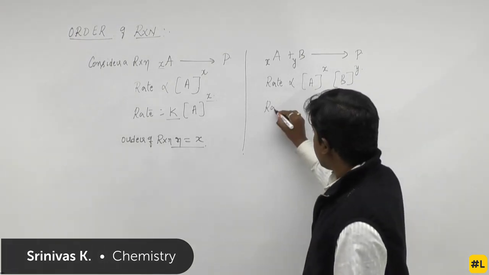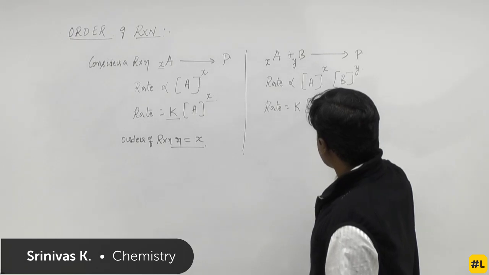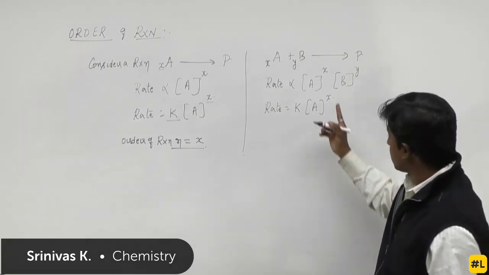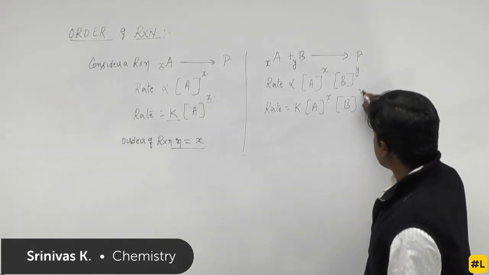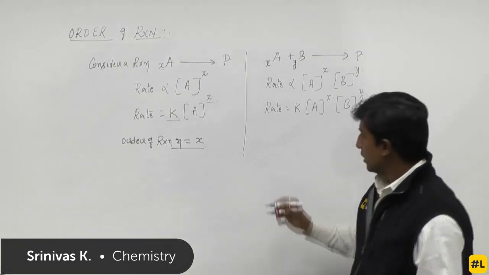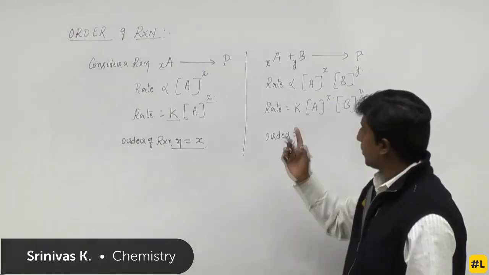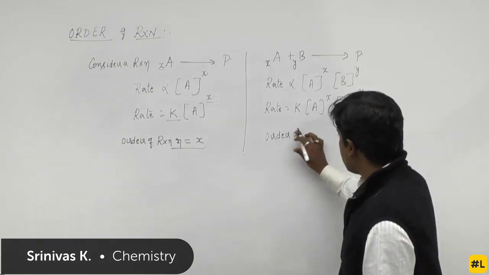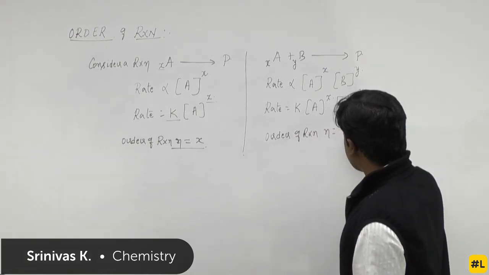Or we can write the rate equation: rate = K[A]^X[B]^Y. Now I write the order for this reaction. For this particular reaction, the order of reaction, I take it as n, where n is X plus Y.